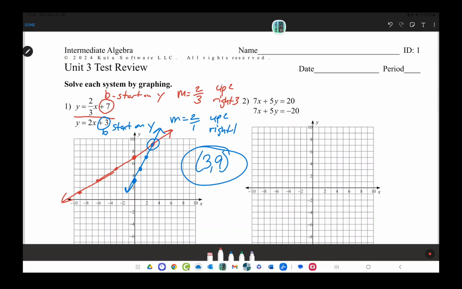Number 2, we're going to have to solve for y on both of these. I don't have a lot of room, so I'm going to solve for y on the first one: 7x plus 5y equals 20. To get y by itself, the first thing you do is move x over. 5y equals negative 7x plus 20. And then divide by the coefficient of y. y equals negative 7 over 5x plus 4.